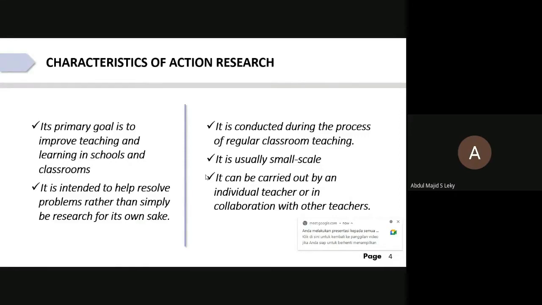Okay, the next slide is about the characteristics of action research. The goal of action research is to improve teaching and learning in schools and classrooms. The second is that it is intended to help resolve problems rather than simply be research for its own sake. So what it means is that classroom action research tends to solve problems in classroom interaction. The research tries to find the problems and then resolve them, so a teacher can improve his professional development.